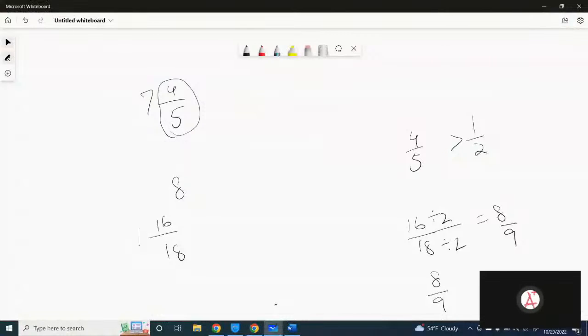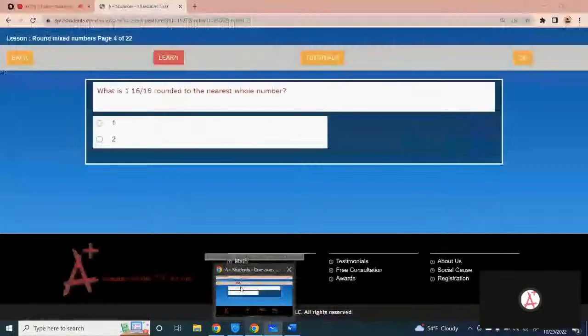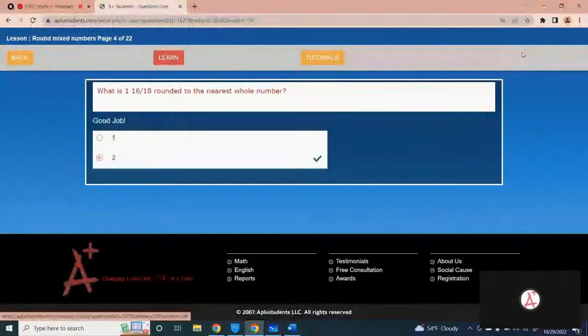Okay, so you have to compare 8 by 9 to 1 over 2. 8 by 9 is greater than 1 over 2. So you have to round up. So it would be 2. Got it? Okay, so the correct option is 2. When you round the number, it would be 2. Got it?